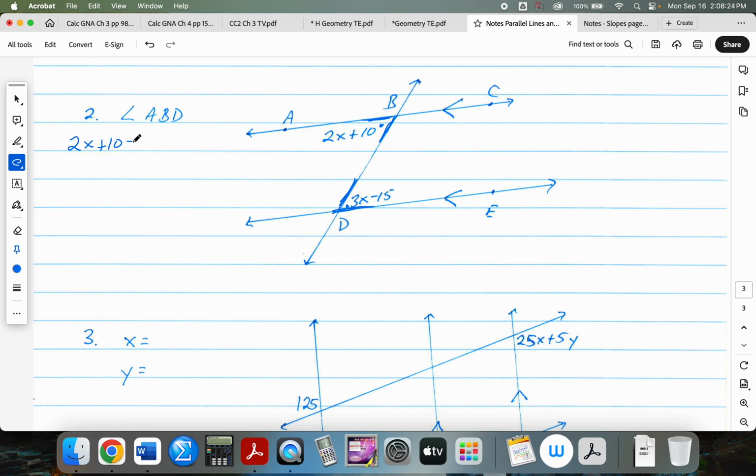2x plus 10 is equal to 3x minus 15. I'm going to subtract 2x from both sides and add 15 to both sides. And I get that x is 25.